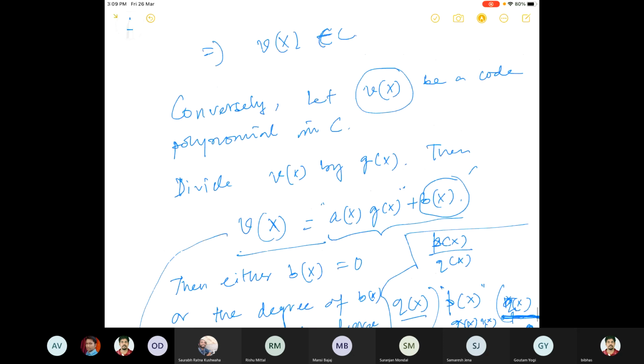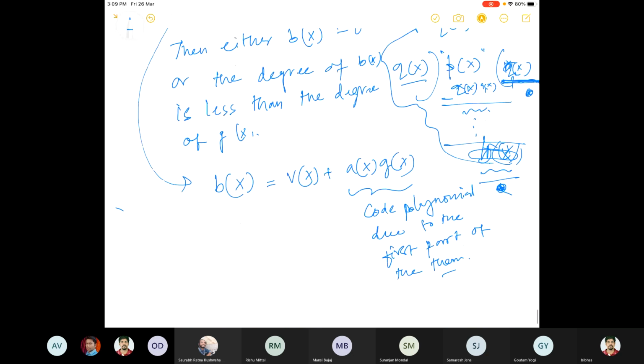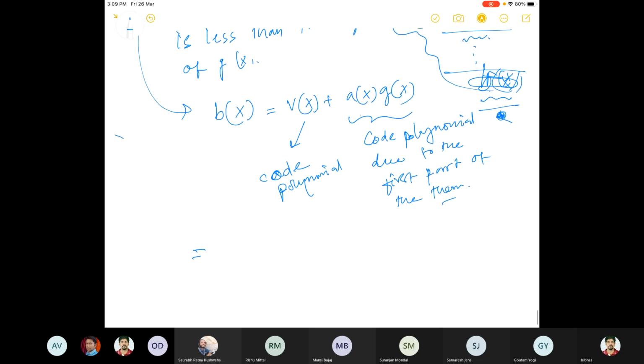Okay, so what did we assume here? We assume that V(x) is a code polynomial. Now we have G(x), so this is already a code polynomial due to the assumption. And A(x) times G(x) is also a code polynomial. And B(x) is now the addition of two code polynomials. So B(x) must also be a code polynomial because it is a linear space.